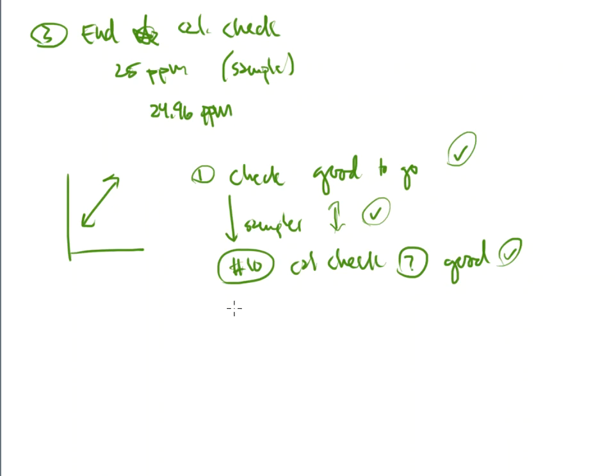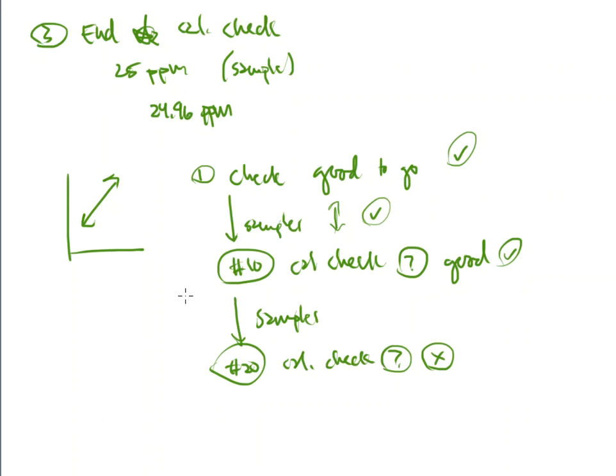All right, well, after this cal check, I continue on, and I continue to run more samples. Well, maybe I have to do another continuing cal check after number 20, right, 10 in between. Is that still good? Well, what if it's not? I stop the analysis. If this is not good, then that means I cannot guarantee all of the data in between this check and the last one.